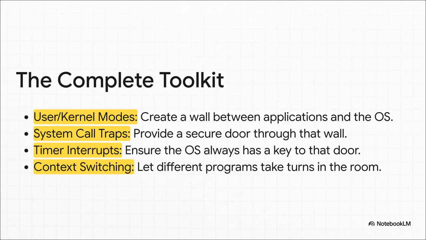And here's the complete toolkit for that baby-proofed room. The user and kernel modes, those are the strong walls of the playroom. The system call traps, that's the secure little hatch where the baby can ask for help. The timer interrupt, that's the master key the OS has so it can walk in anytime it wants. And the context switch, well, that's the process of gently telling one baby it's nap time and letting another one come in for their turn to play.